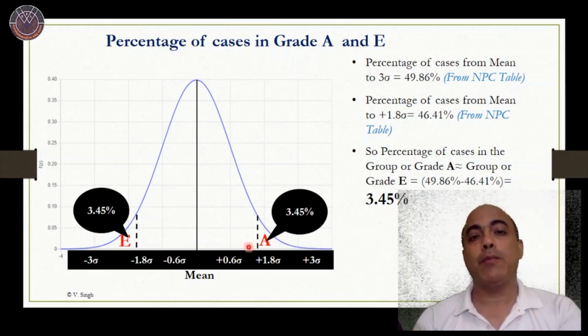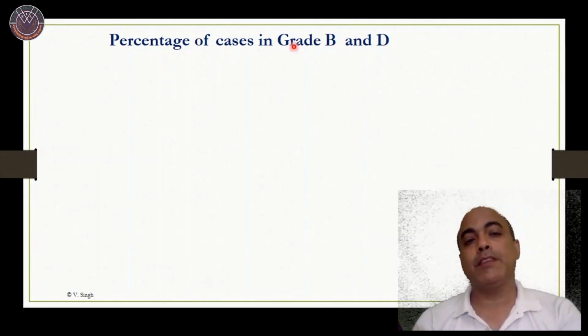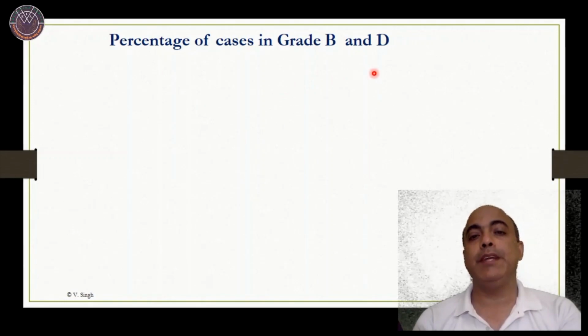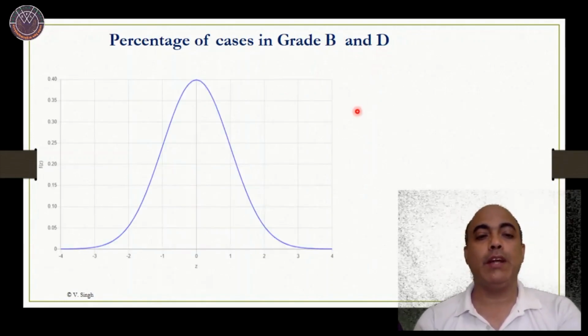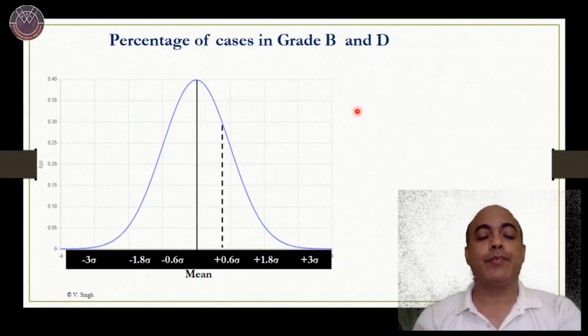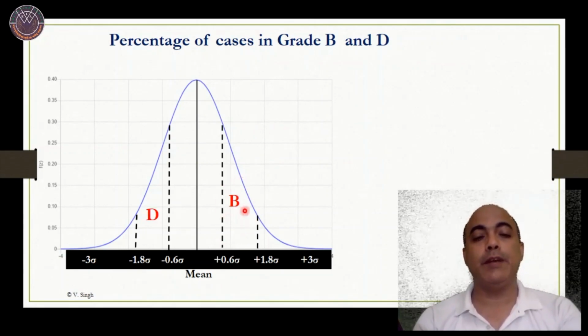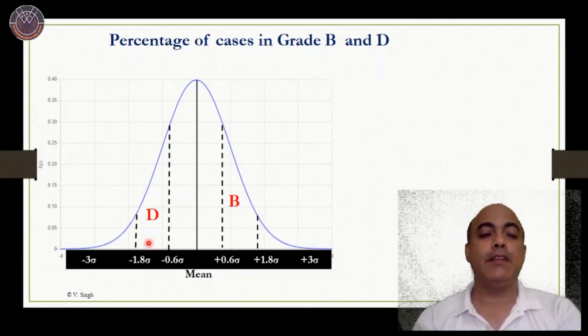So we have got the percentage of cases in grade A and grade E. Now, to get the percentage of cases in grade B and D, we can locate them in the normal probability curve. We can see that grade B and D are lying at these two places. Grade B is lying here and grade D is lying here.